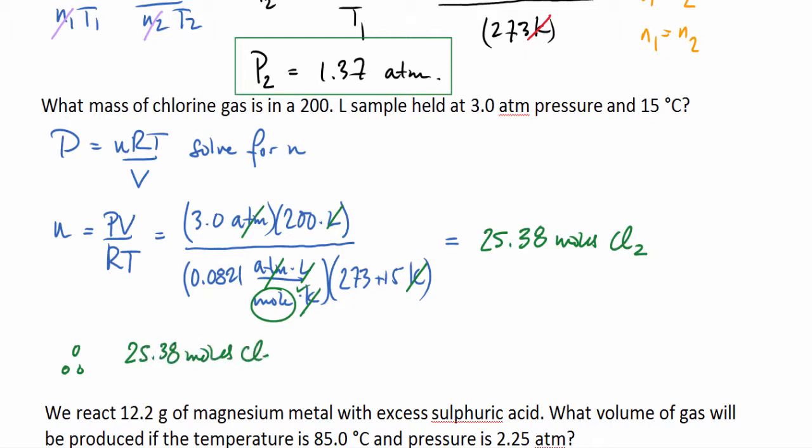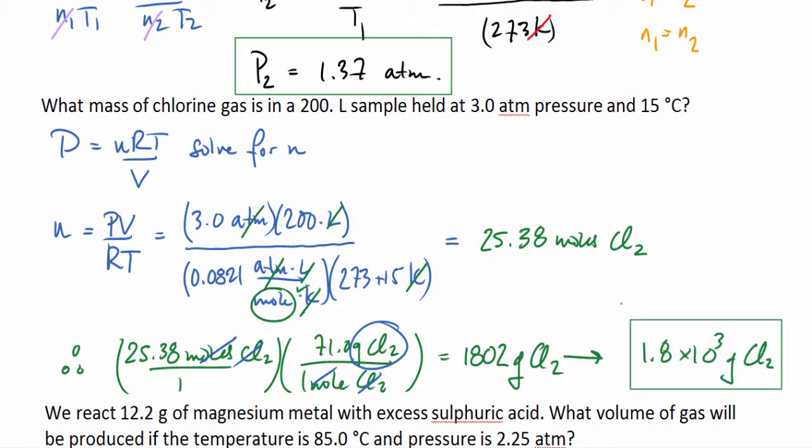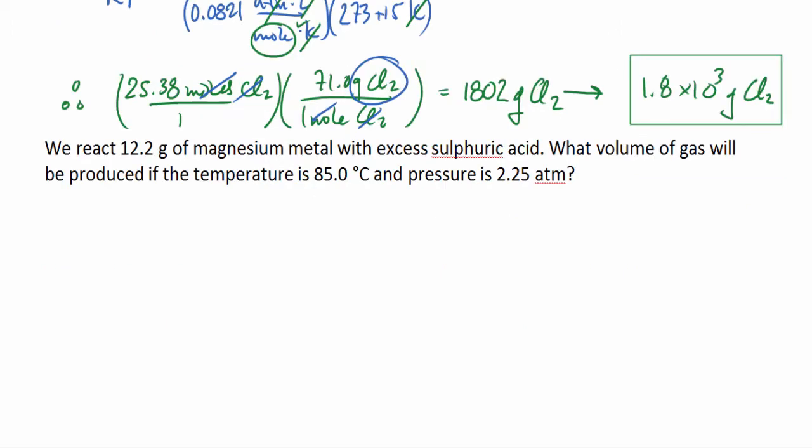We're not quite done yet, we're looking for the mass, so we'll just convert these moles of chlorine gas into mass using the molar mass of chlorine gas as 71 grams per mole. This gets us 1802 grams, or since we only have two significant digits here, 1.8 times 10 to the 3 grams of chlorine gas. Here's one more sample problem.